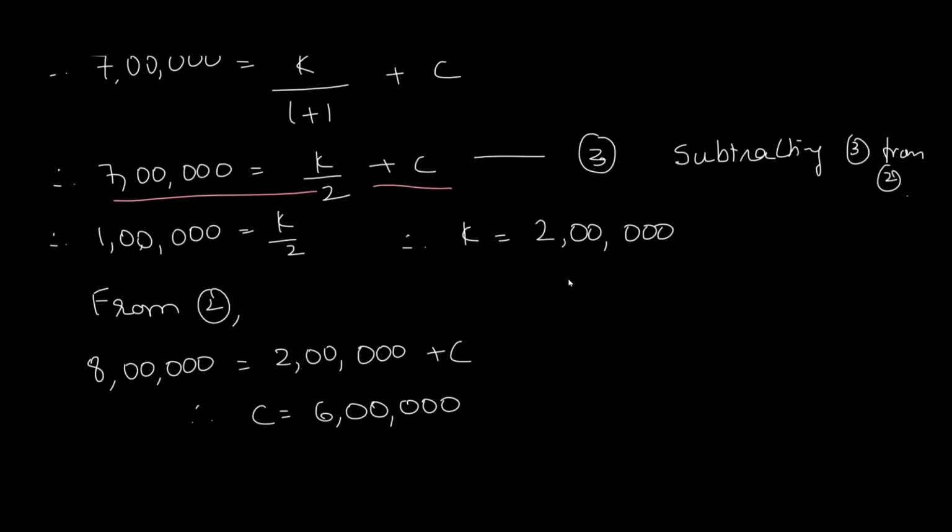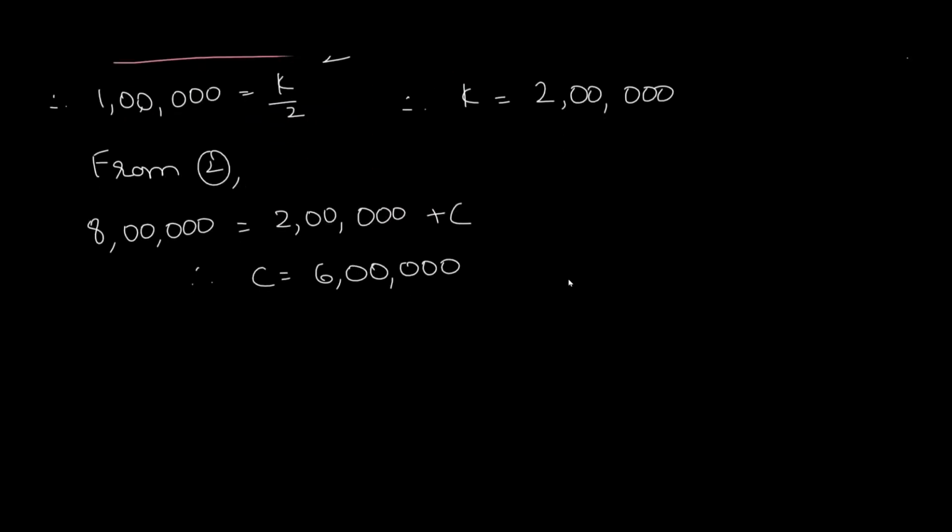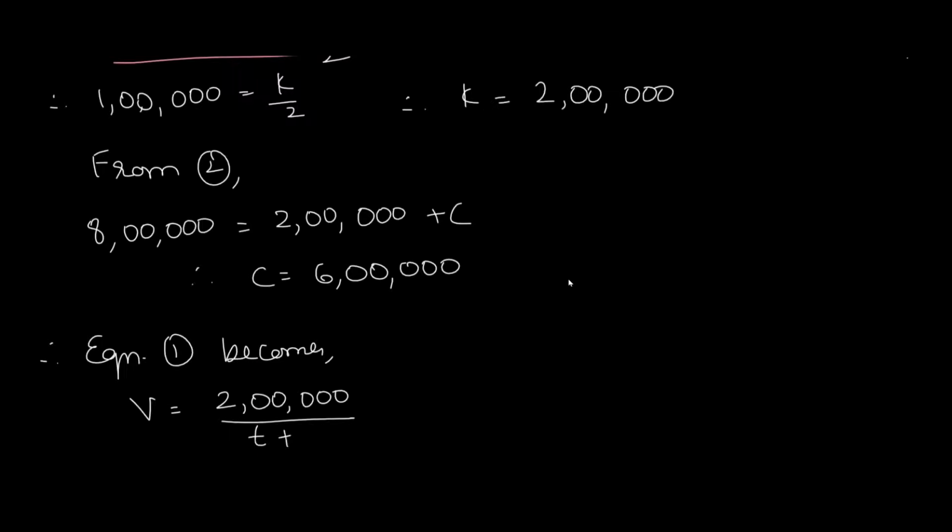Now, once we got this answer, we put both the values of K and C in equation 1. And therefore, equation 1 becomes now V is equal to K upon, now K is 2 lakhs, 2 lakhs upon T plus 1 plus C. Now C is 6 lakhs. Say this is equation 4.